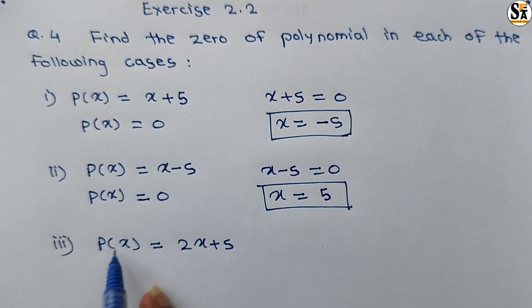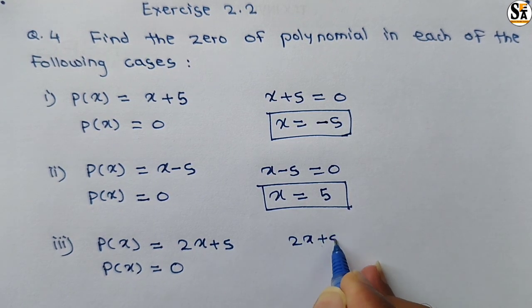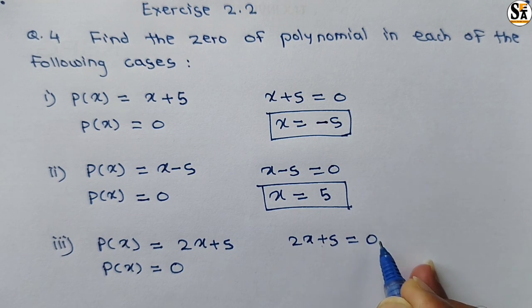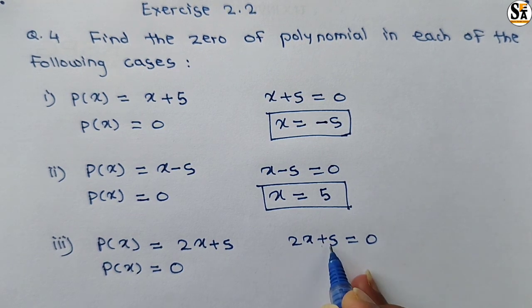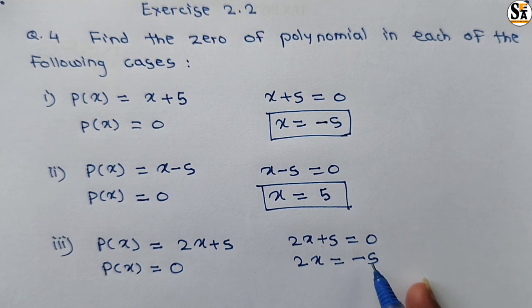See the third one, p of x equal to 2x plus 5. Means p of x must be 0. That is, 2x plus 5 is equal to 0. So solve this: transfer this constant to the right side, we will change its sign. So 2x is equal to minus 5. That will be the first step.